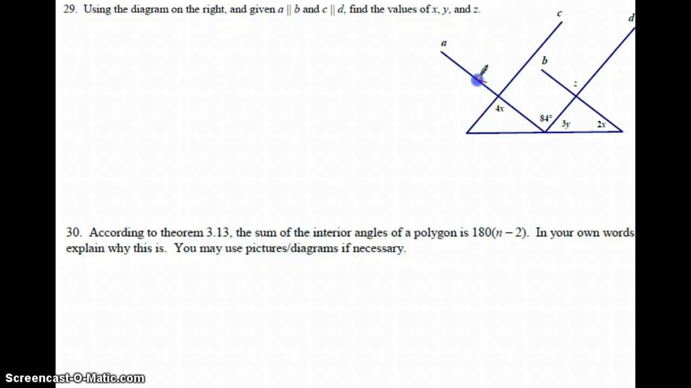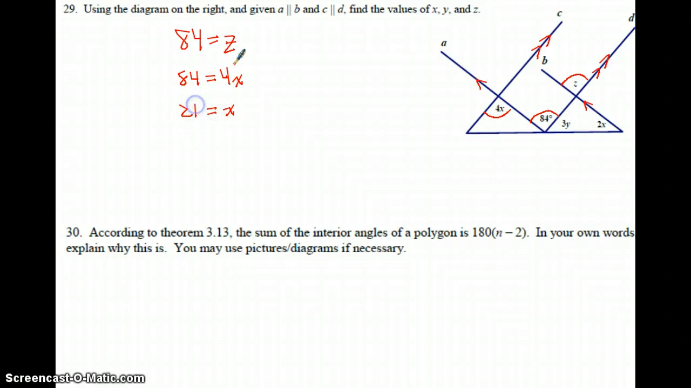Alright, we got all kinds of parallels here. I did this one in class, in most classes. Great, find x, y, and z. Well, couple of things. 84 is congruent to lots of stuff. 84 is AIA with 4x on parallels A and B, and it's corresponding to z on these, sorry, wrong parallels. 84 and z are AIA on the C and D, and 84 and z are corresponding on the A and B. 84 then equals z. 84 also equals 4x, so x is 21.